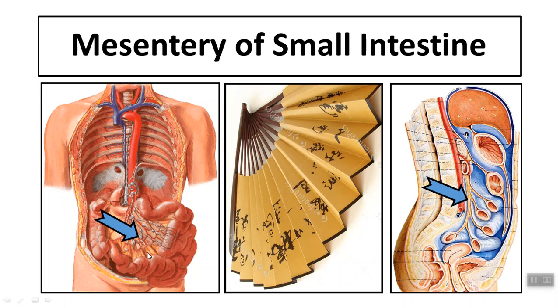Here, the mesentery of the small intestine just appears fan shaped, fan شكله مثل المروحة اليدوية. And it has an important function in attaching the coils of small intestine to the posterior abdominal wall. And these are the lymphatics and blood vessels passing through it.